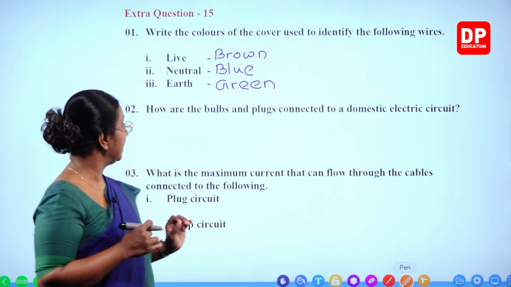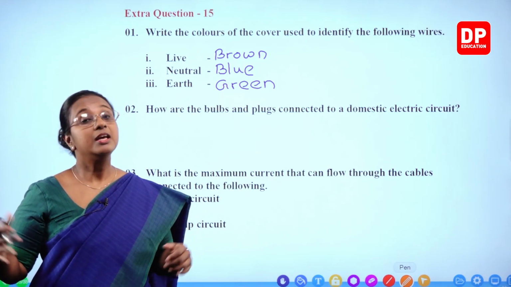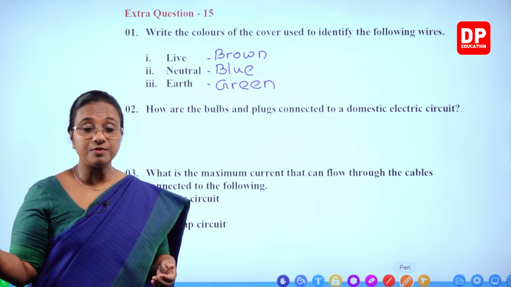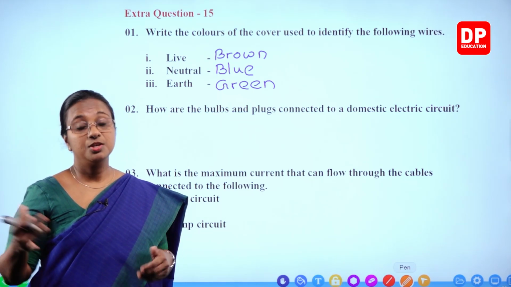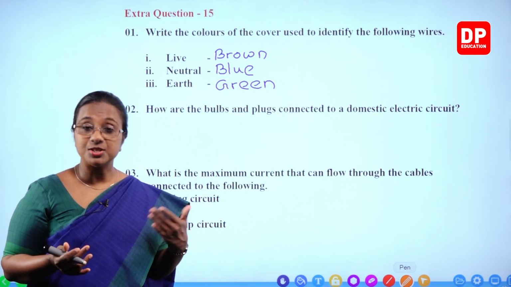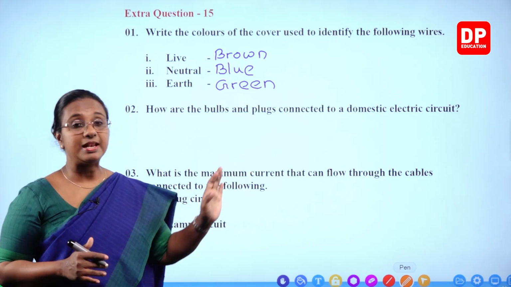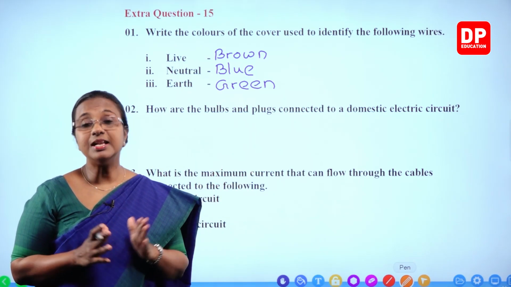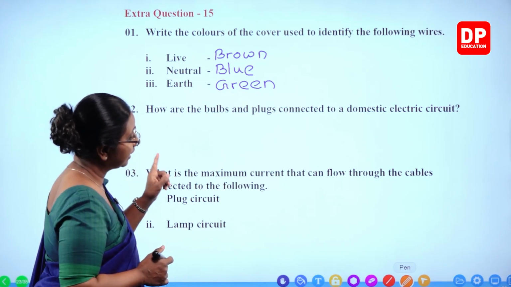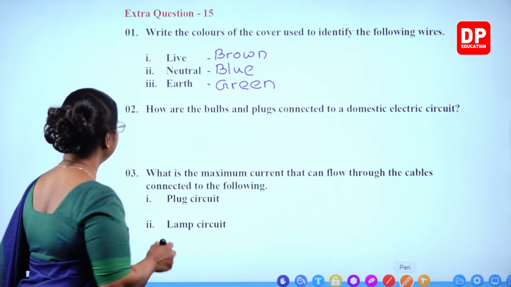But here the main thing you have to remember, students, if you connect them serially, if there is a problem with one of the bulbs, then of course electricity will not flow through any of the bulbs. So there you can't operate them individually. Everything has to be operated simultaneously. So when you have them in a parallel manner, they can all be operated individually. So how are the bulbs and plugs connected to a domestic electric circuit? They are connected in a parallel manner.